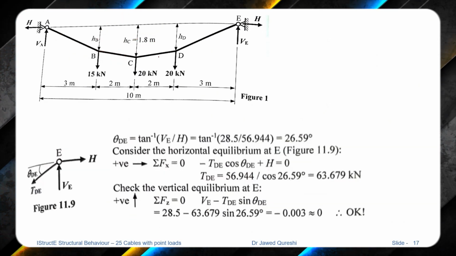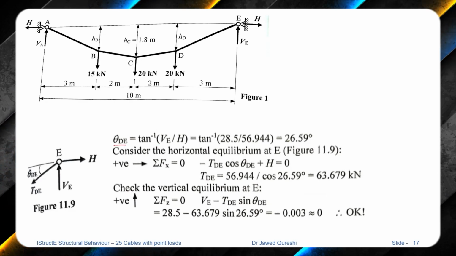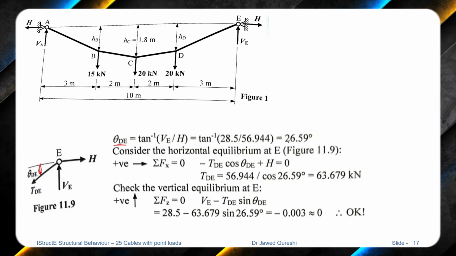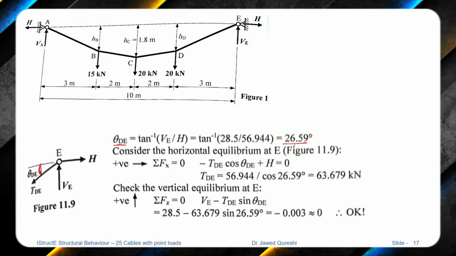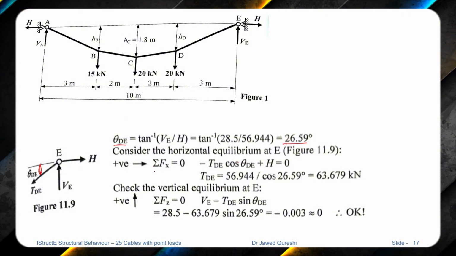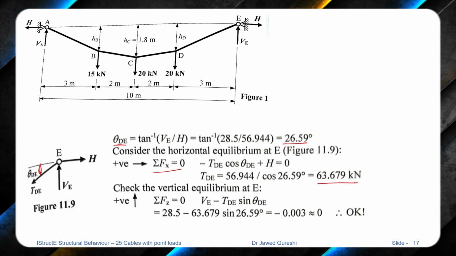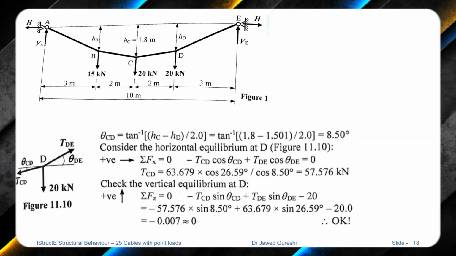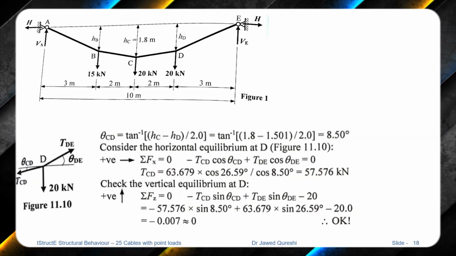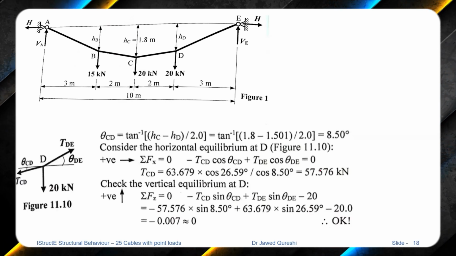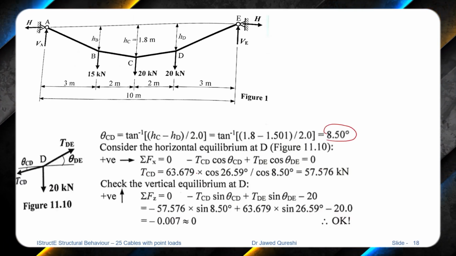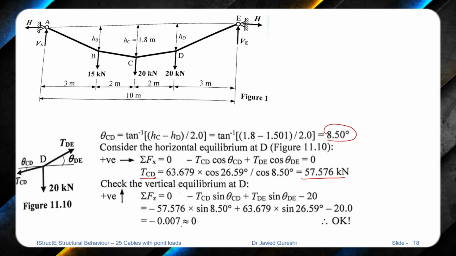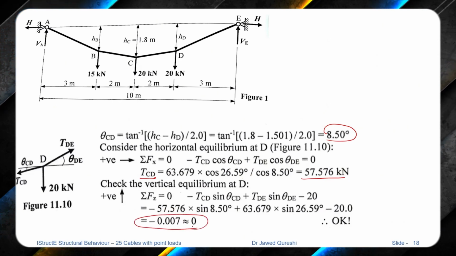The next is the segment between D and E. At point E, I have this angle DE, which I find using the same logic, this equation. Then considering horizontal equilibrium, I find TDE, and from here the vertical equilibrium is 0. Then I move to joint D, and in the same way I find the angle, then the summation of horizontal forces. I find TCD, and then the vertical forces are 0 using the same logic.